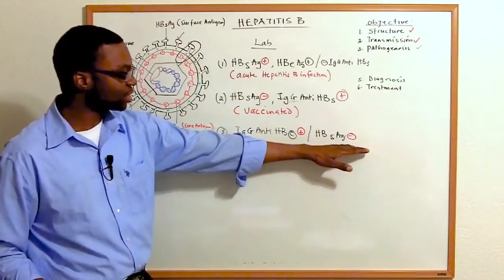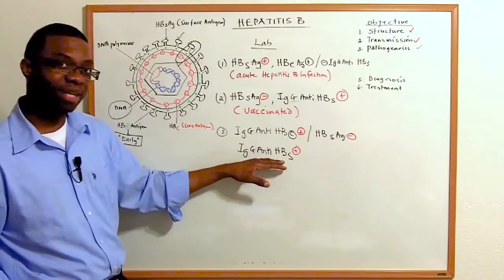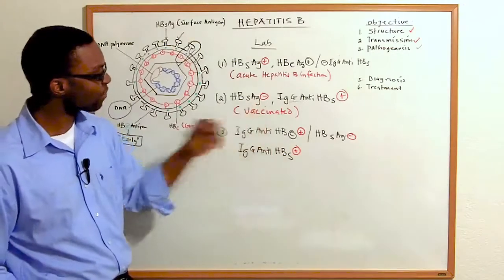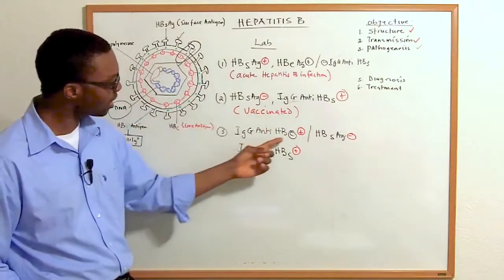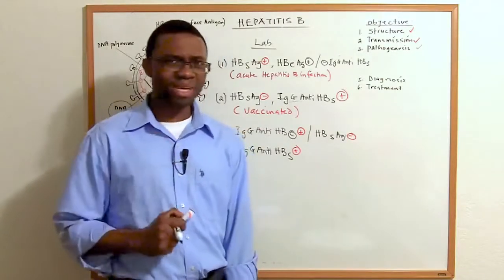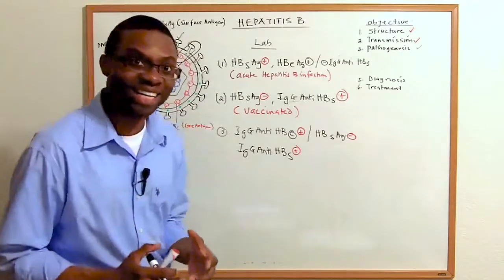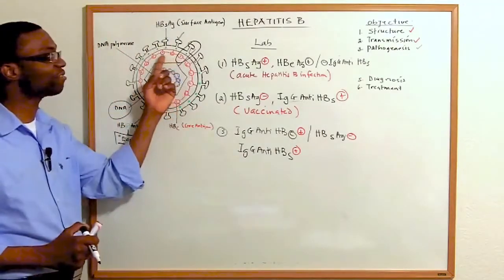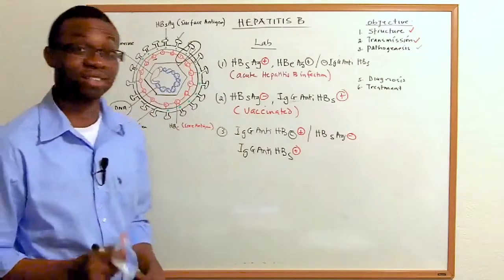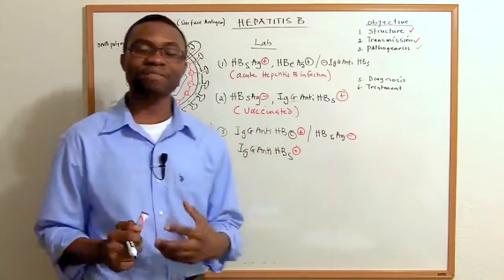They have a negative antigen. They also have a positive antibody against the surface antigen. Almost looks like the guy that was vaccinated, but something is interesting. Where did the core come from? Wait a minute. The only way you can get the core of the virus in your body is by getting the infection. See that? The core is inside the virus. So you can only make an antibody against the core if you got infected.